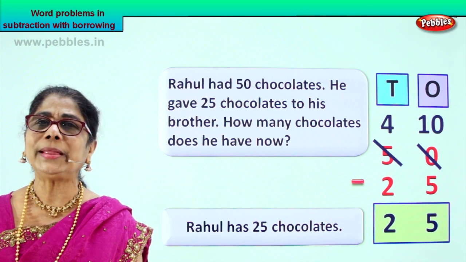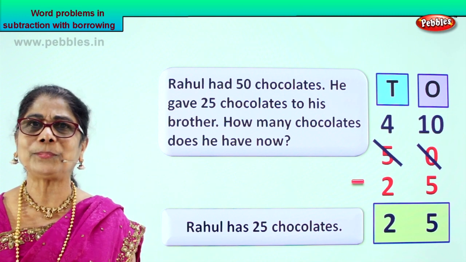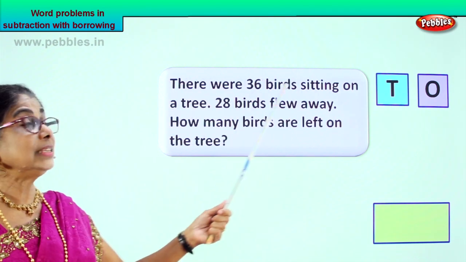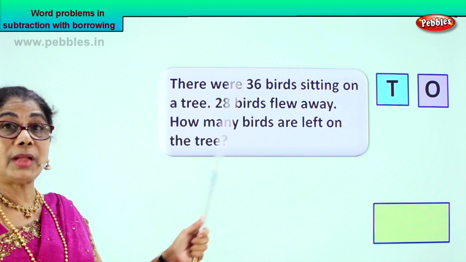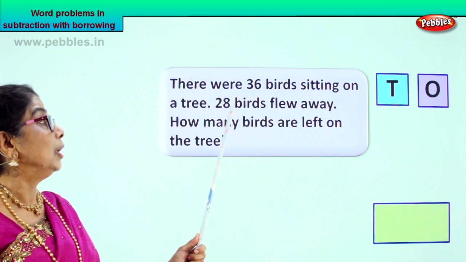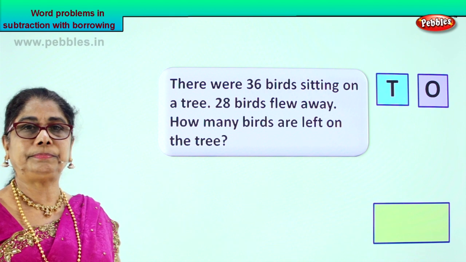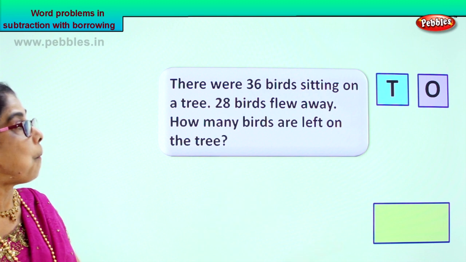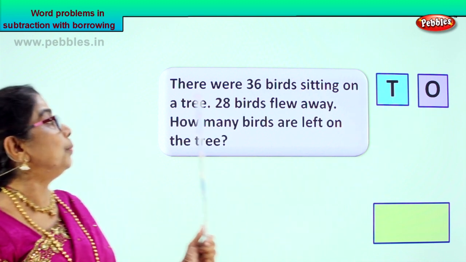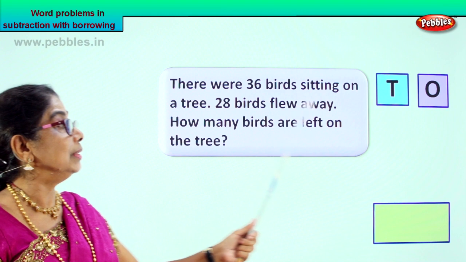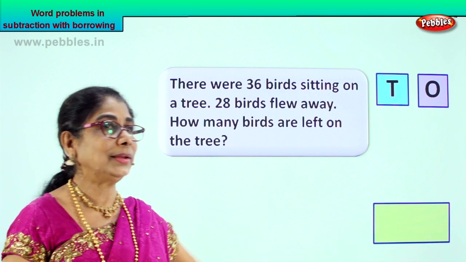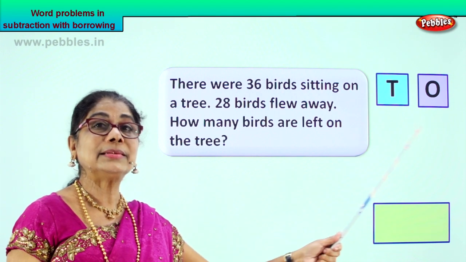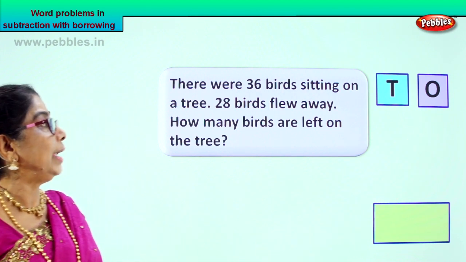Did you enjoy borrowing? Let's go to another sum. Look, read together. There were 36 birds sitting on a tree. How many birds sitting on a tree? 36. 28 birds flew away. How many birds are left on the tree? Under tens and ones, let's put. The number of birds sitting on the tree is 3 tens, 6 ones. 36. We put it down. Okay?